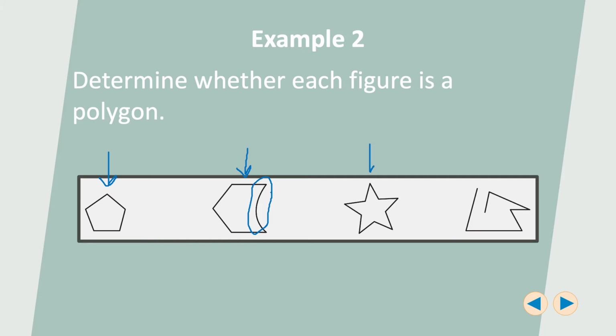Okay, is this star a polygon? Yeah, I think that could be a polygon. And then this last one right here, it's not closed. If maybe there was something right here, then it could be a polygon, but there isn't, so it's not.